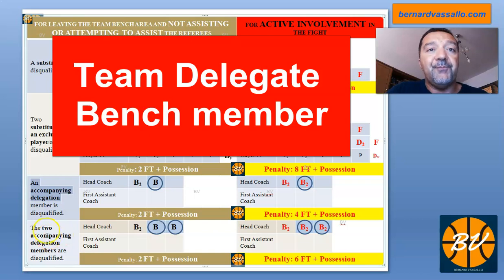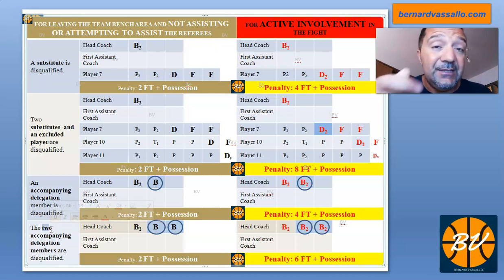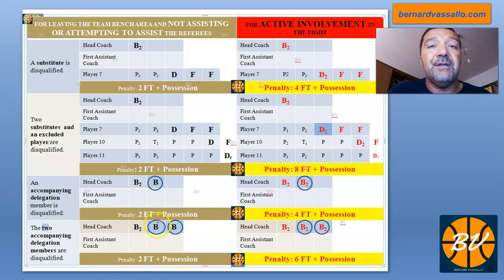In fact, if we look at the bottom example, if 2 delegation members enter onto the court, what happens? They just enter onto the court, they do not involve themselves in the fight. The mere fact that they entered the court would lead to their disqualification. Each one of these disqualifications would be shown on the score sheet as a circled B, apart from the fact that there would also be the B2 indirect technical foul for the coach. As you can see, there's B2, B, and B.